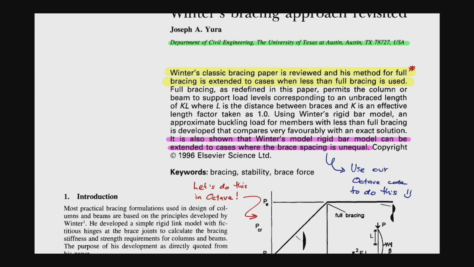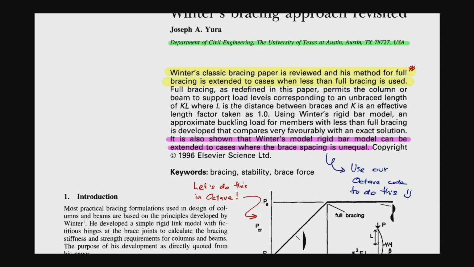So this idea, the development of the formulations done in Winter's paper is right when the system fails, right when the column buckles, right? But in Yura's paper, it is going to track from the various limit states of the structure, so we can see how the system behaves, and this enables us to visualize the behavior of the brace much better.